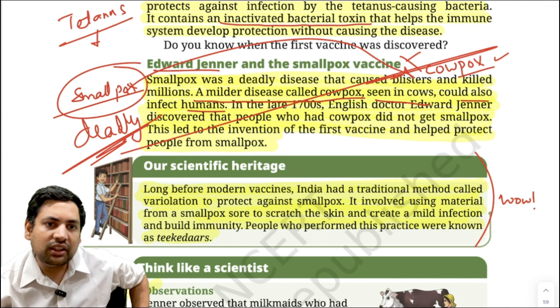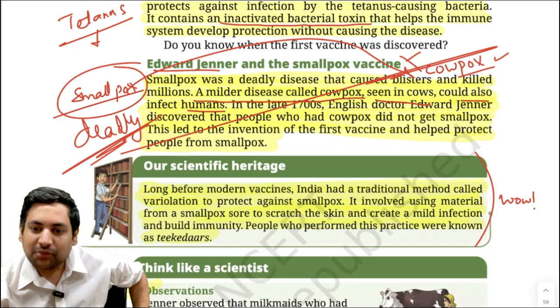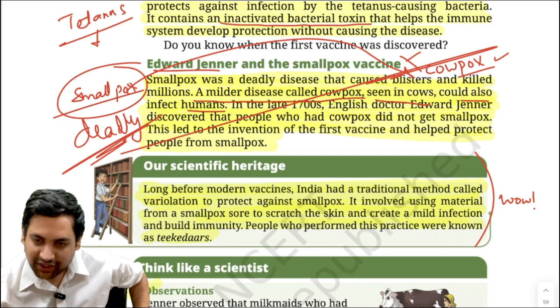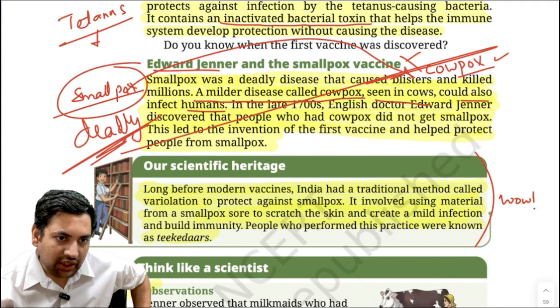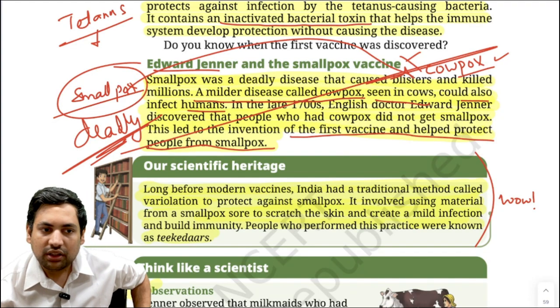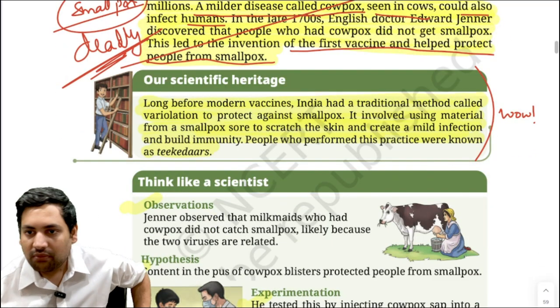So this triggered a bell in his head that this can be used to make something known as a vaccine for the first time. So this led to the invention of the first vaccine and helped protect people from smallpox.